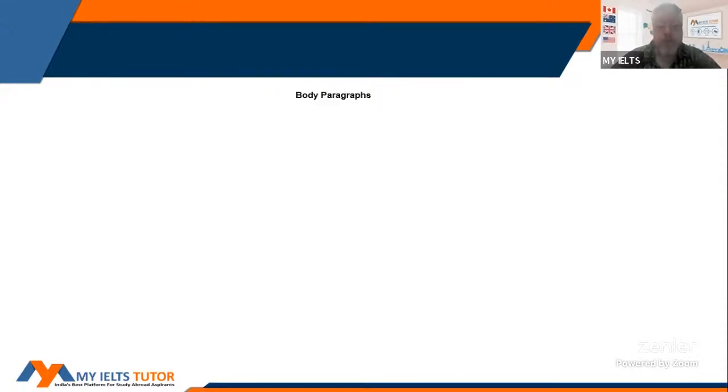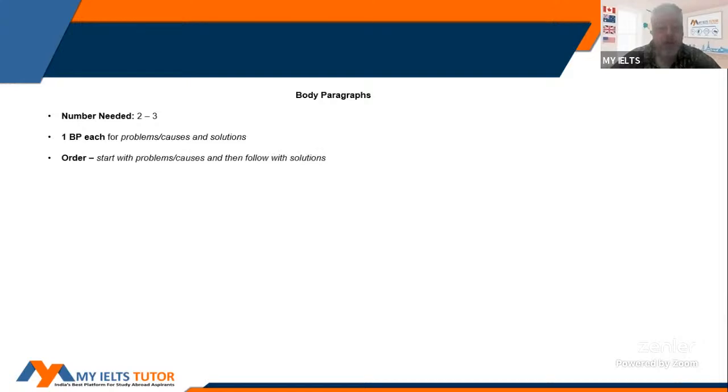All right, now let's look at our body paragraphs. Okay, so now we need 2 to 3 body paragraphs, okay? And so 1 body paragraph each for a problem, cause, or solution. The order, you should start with the problems and causes and then follow with the solutions, okay? That's why I recommend start with the problems or causes first and then go to the solutions.